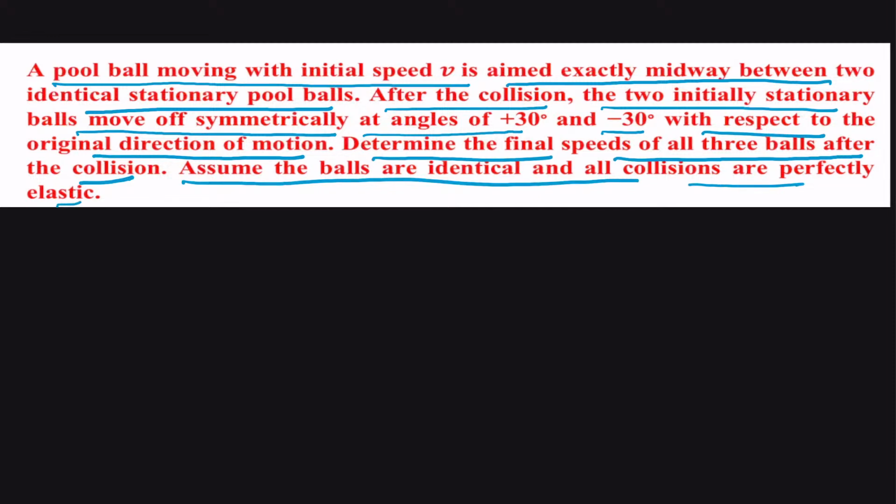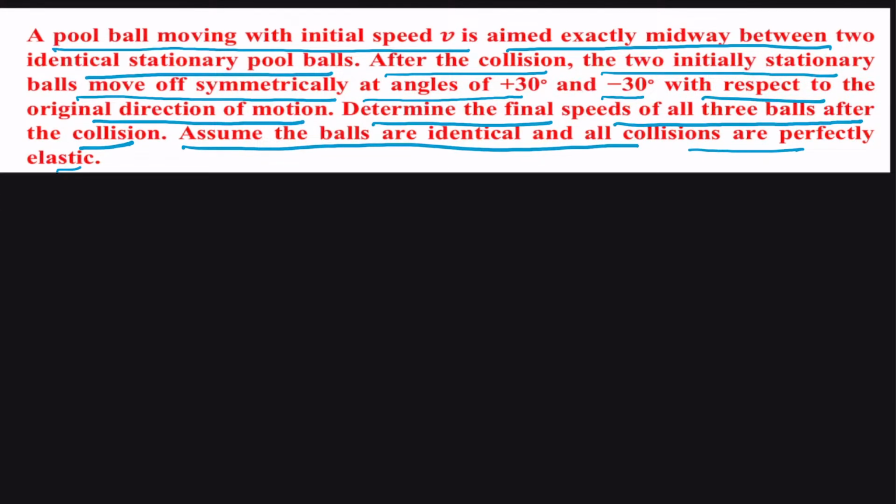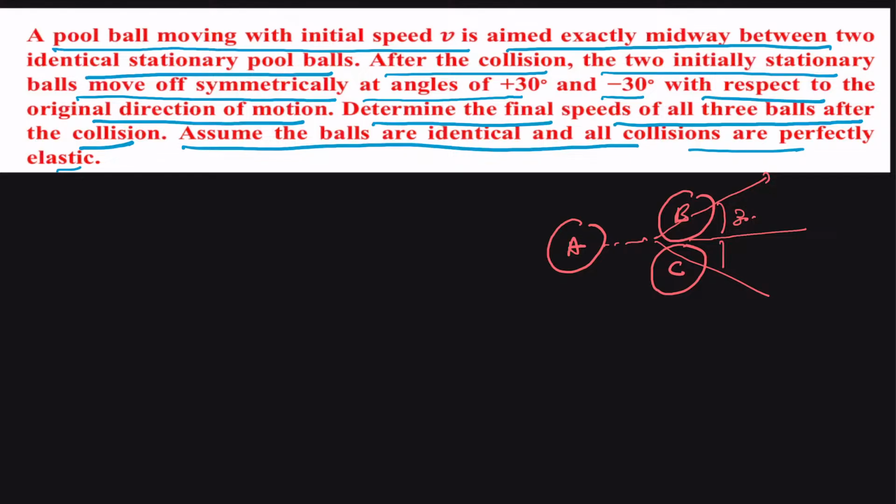So this question is quite simple. Suppose we have three balls. This is ball A, and then we have two balls lying something like this. This is ball B and this is ball C. After collision, with respect to the original direction, ball B moves at an angle of 30 degrees and ball C also moves at an angle of 30 degrees.